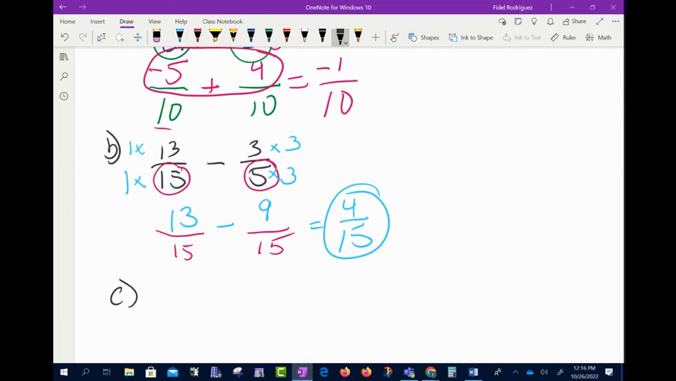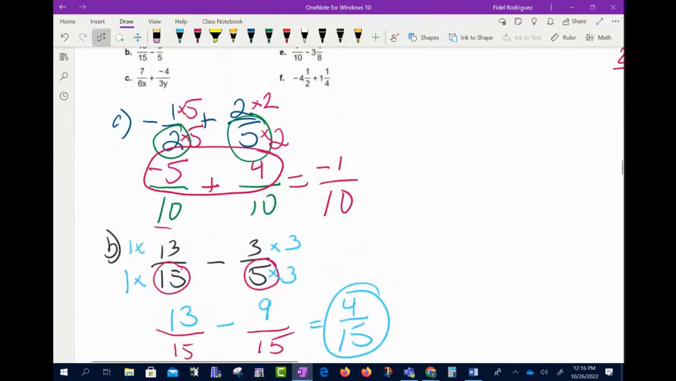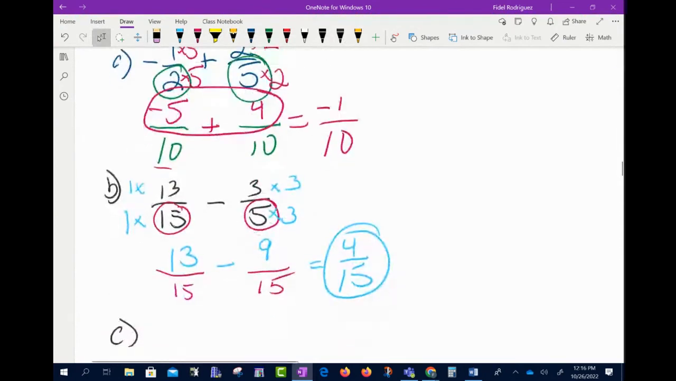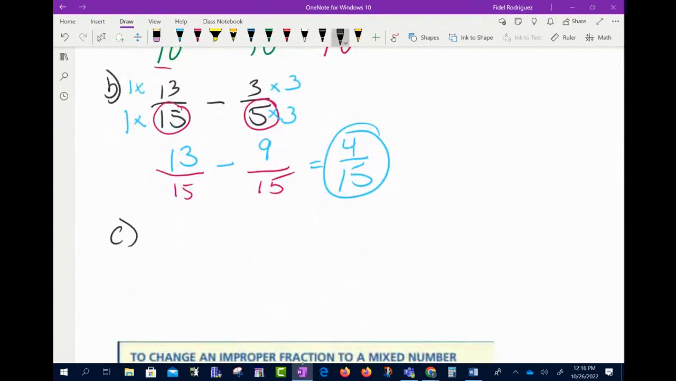Okay, now we do have a part C. So let me look at part C. 7 over 6x plus negative 4 over 3y. Okay, so I'm going to do the same thing here, y'all. 7 over 6x plus negative 4 over 3y. All right, so we're going to do the same thing here, y'all.